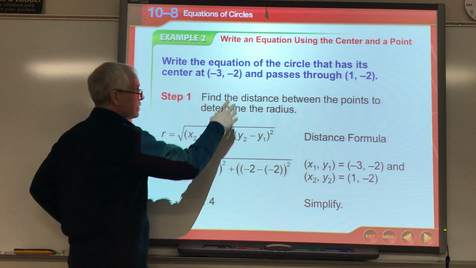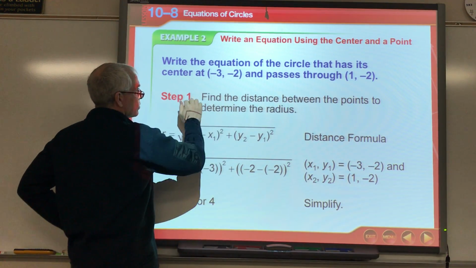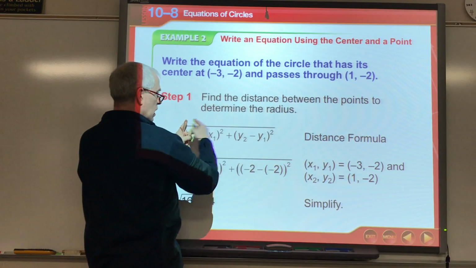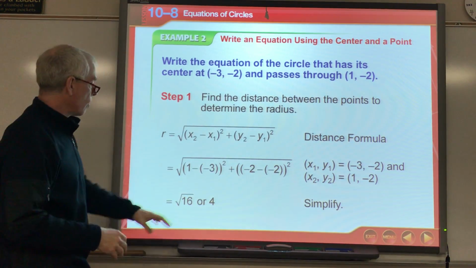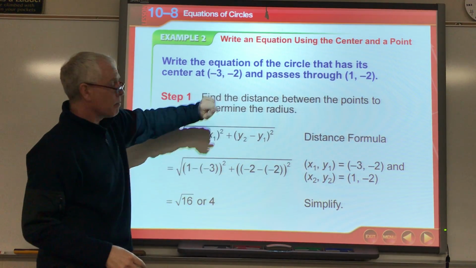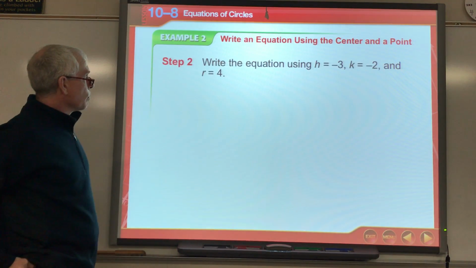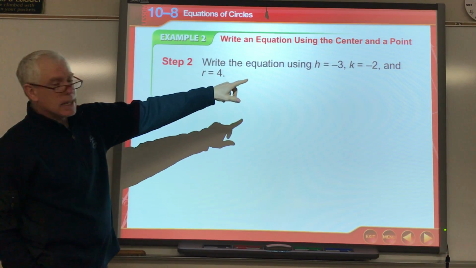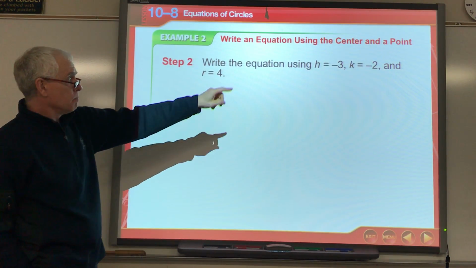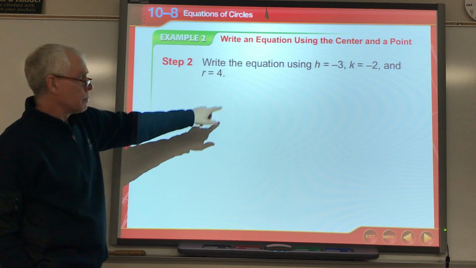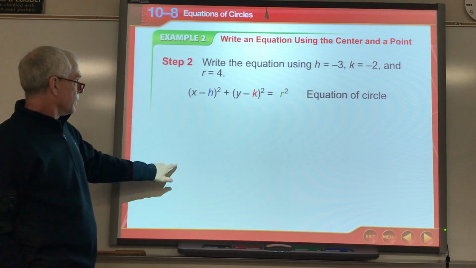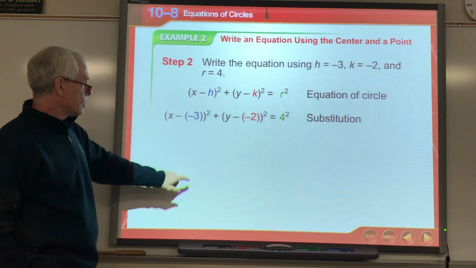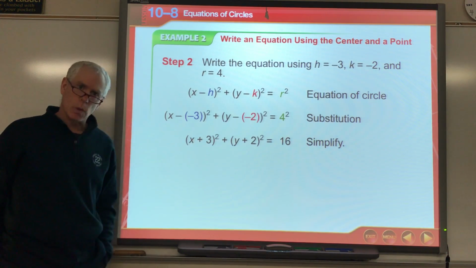And honestly, if you plotted these points, guys, left 3 down 2, right 1 down 2, you can count horizontally that they're 4 apart. So now I know my radius is 4, I've got my h and k, I'm good to go. Okay, so x minus negative 3 is going to become x plus 3, y minus negative 2 is going to become y plus 2, and then of course 4 squared, so you're going to get 16 on the right side. Okay?